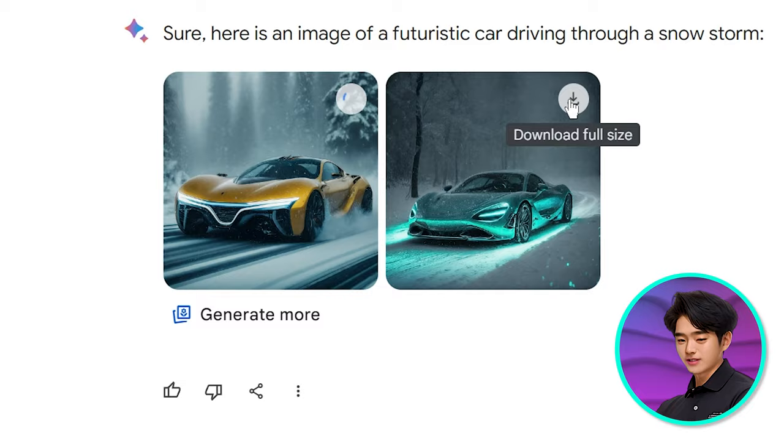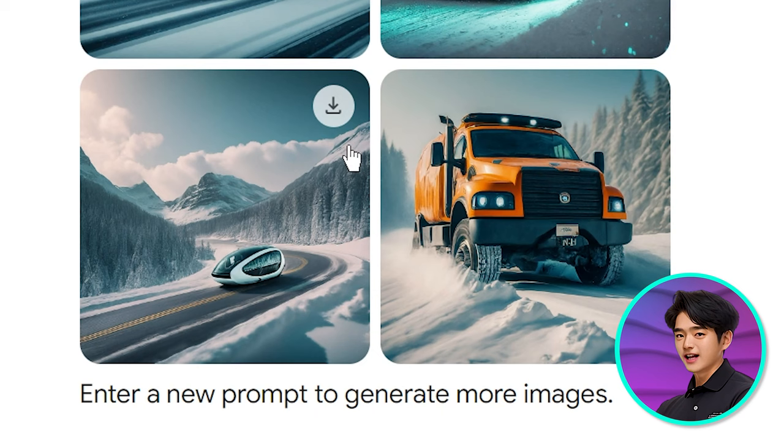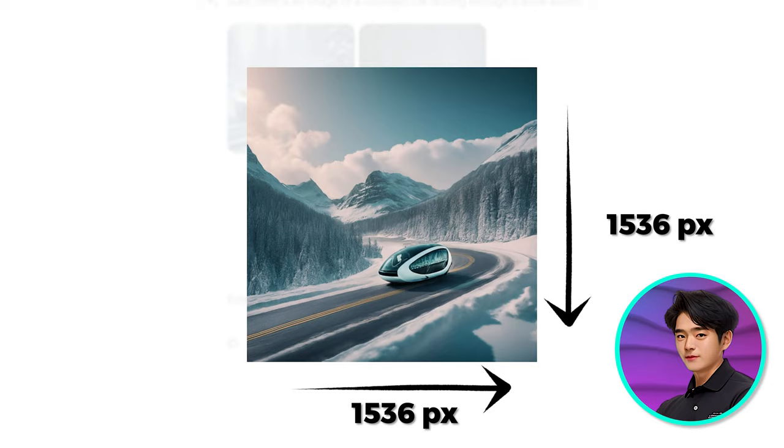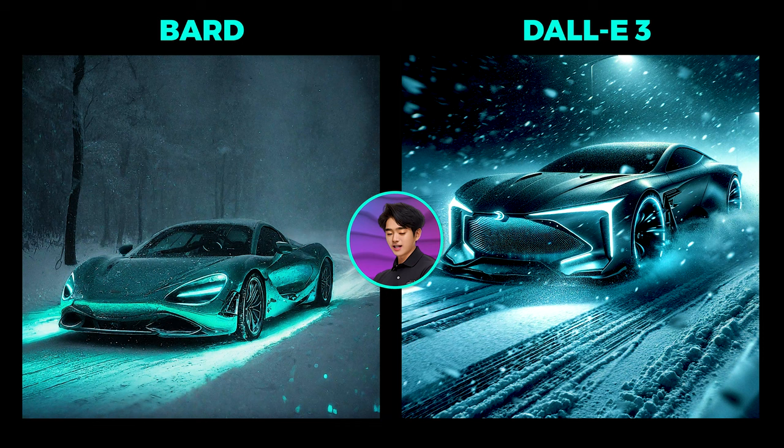The next two I'm not too sure. One looks like an egg pod and the other looks like a giant truck. Currently all images generated are 1536 by 1536, but that will change in the future. Now if you compare the image generated by Dall-E 3 using the same prompt, Dall-E 3 does slightly better with the futuristic style, but more importantly, it rendered a snowstorm perfectly.